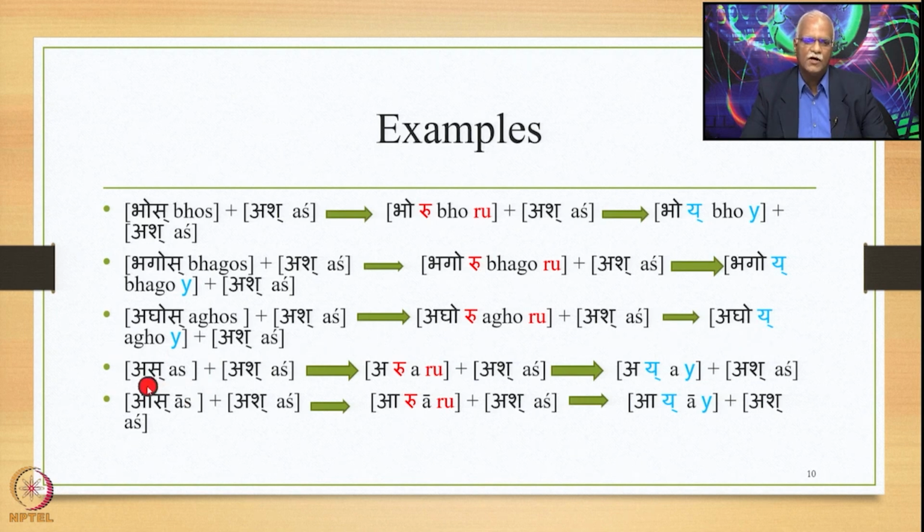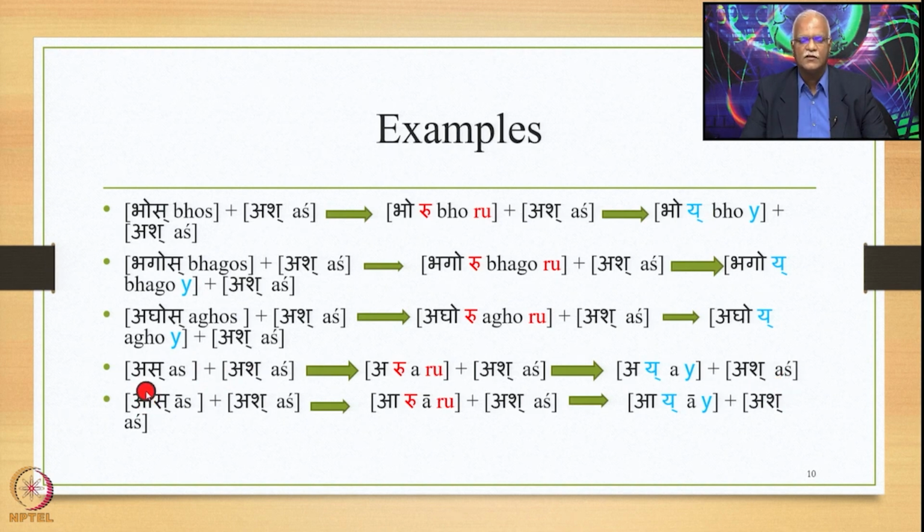Similarly, you have this a coming before sa, so as plus ash, and sa is substituted by ru. Now this ru is such that it is preceded immediately by a. So this is apurva ru followed by ash. So this ru by this particular sutra is substituted by ya, and so we get ayash as the output generated by this particular sutra.